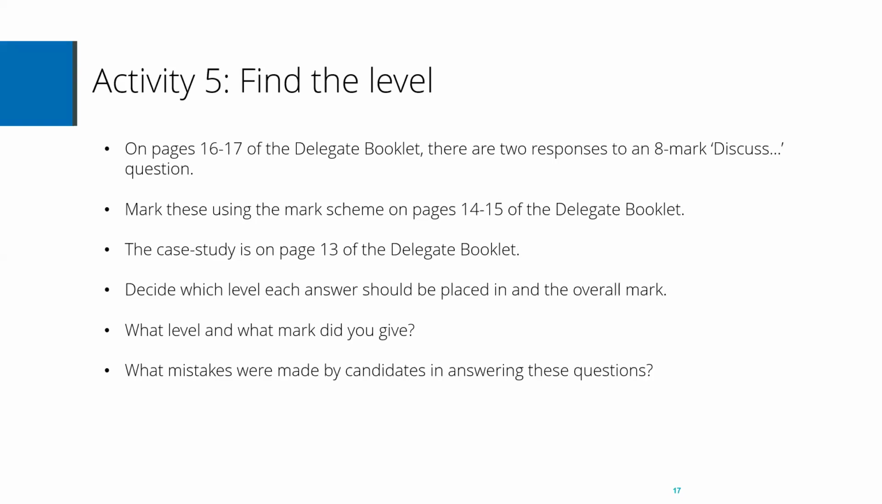Okay, so 5 more minutes on these two. And I just need to organize myself with my second screen.